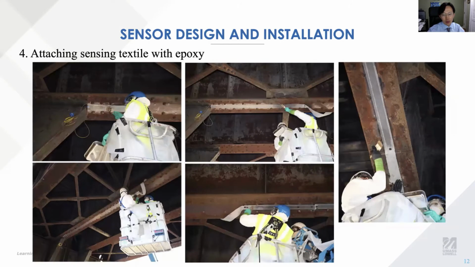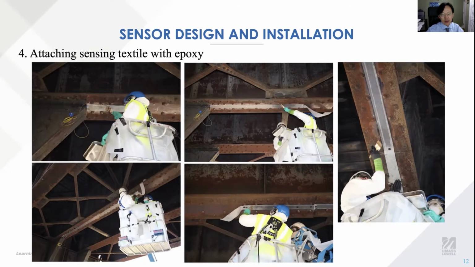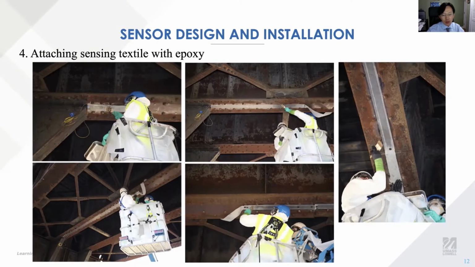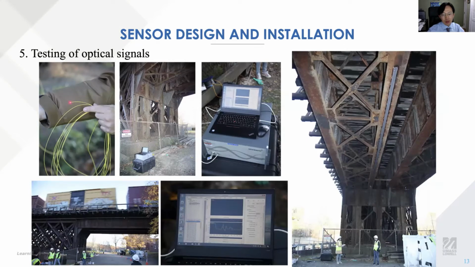Once the surface had been prepared, the engineers from ARE Corp also used an epoxy to bond the sensing textiles onto the bottom flange of a steel girder. Showing here, you can see that the sensing textiles were temporarily held onto the steel girder by strong magnets to make sure that they would not fall off before the epoxy dried. Right after the installation, we also tested the quality of the signal to make sure that the signal strength inside the optical fibers was acceptable.